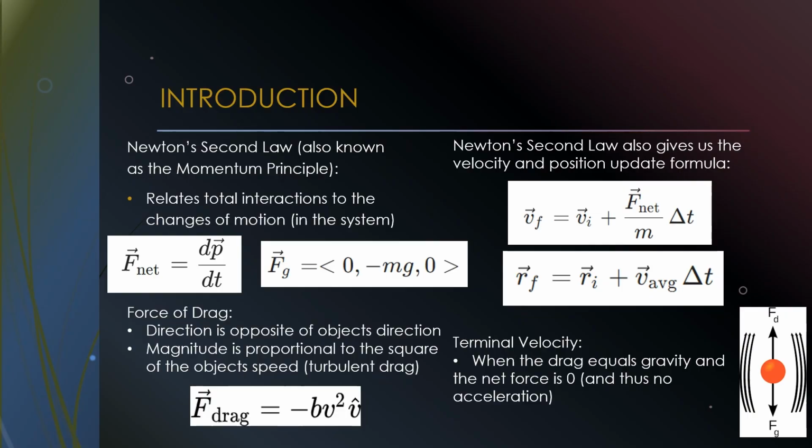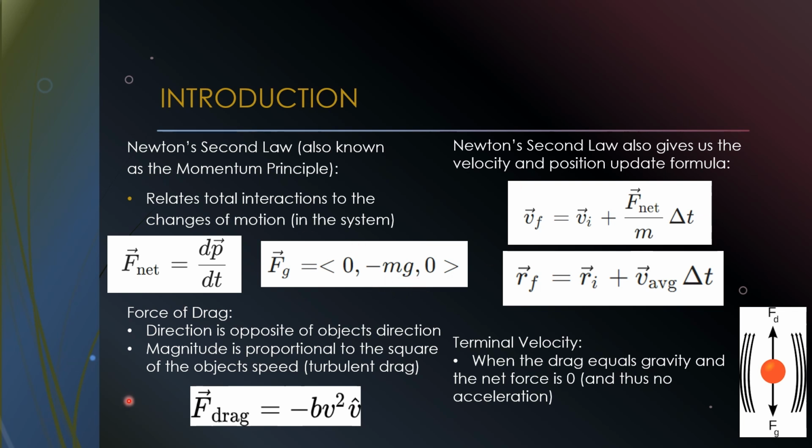For the introduction, Newton's second law, also known as the momentum principle, relates the total interactions to the changes of motion in the system and can be seen by this formula here on the left. Also, just as a little note, the force of gravity is only going to impact our system in the y direction, and that is going to be a negative mg in our vector.